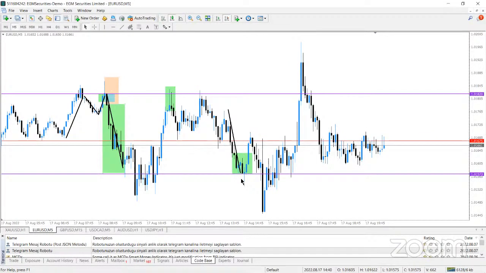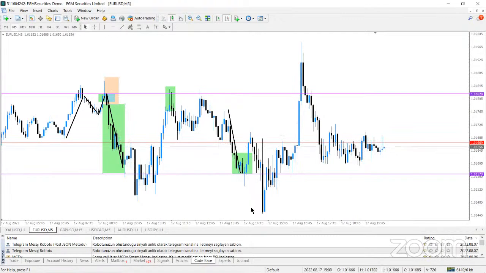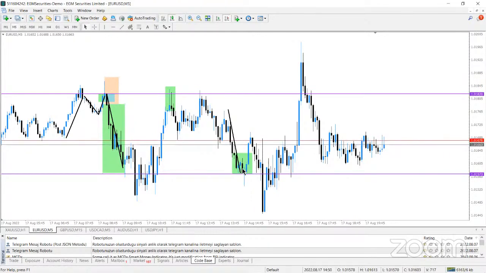Why did it fail? Because we have buyers coming back up and pushing this market higher. So sellers were unable to sell this market at a lower level. Then we have this push higher, the classic pin bar setup, and then we had this slight push up.